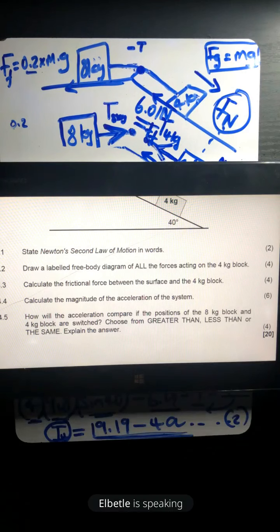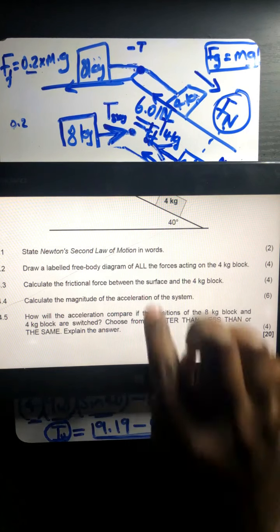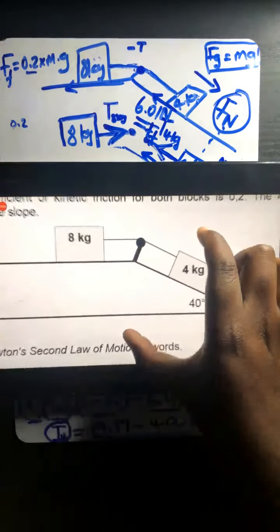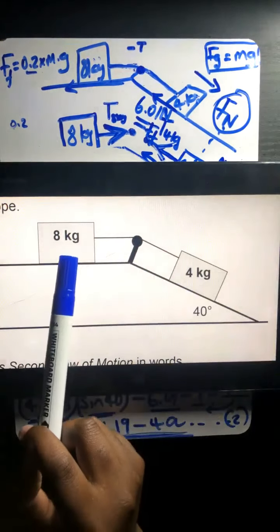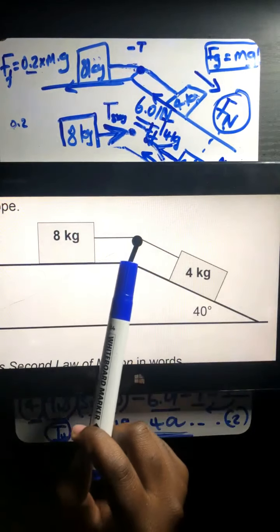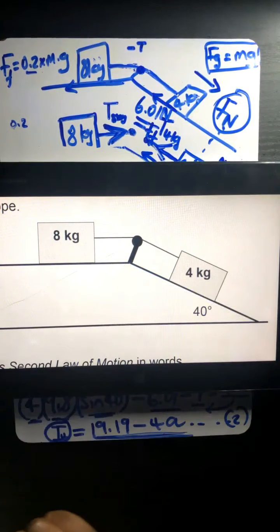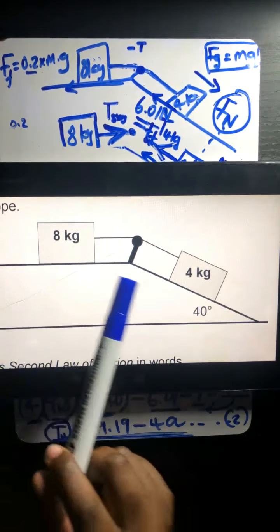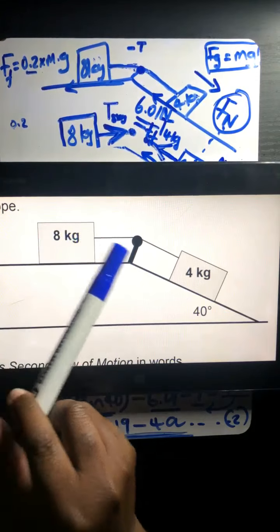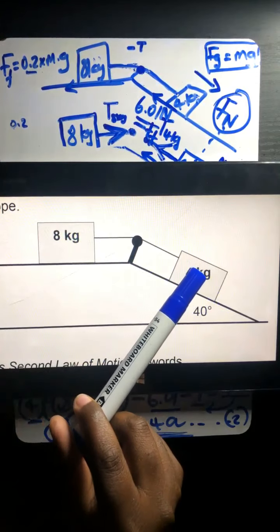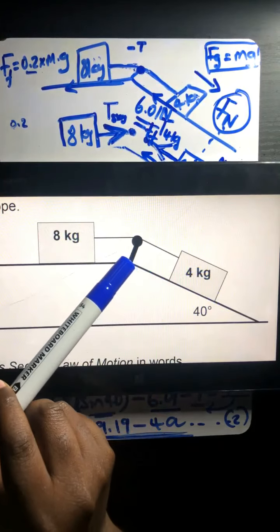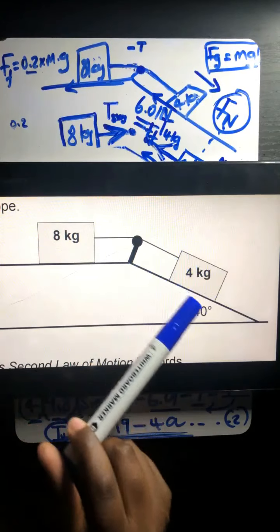Wait, can you please repeat that again? So let me do this one. Can you see the 8 kg is on a horizontal surface? This one is on an incline. So this thing is actually moving in that direction because of the weight of this on an incline. It slopes in that direction because of that.